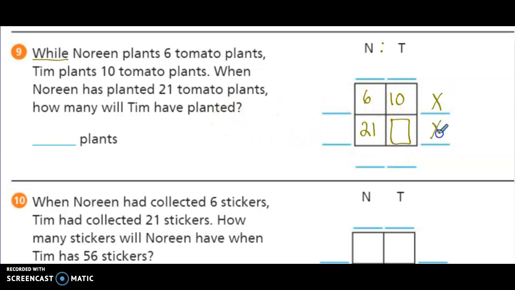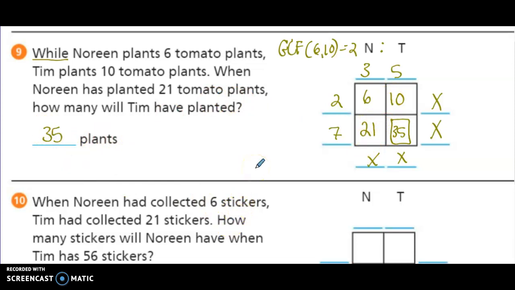Again, we don't need to fill these out anymore. I'm looking for the row with 2 given values. So I'm looking for the greatest common factor of 6 and 10, which I know is 2. Okay, and then working from the inside out, 6 divided by 2, 3. 10 divided by 2, 5. 21 divided by 3 is 7. 7 times 5 gives me the missing answer to the question, how many will Tim have planted? When Noreen has 21, 35 plants.